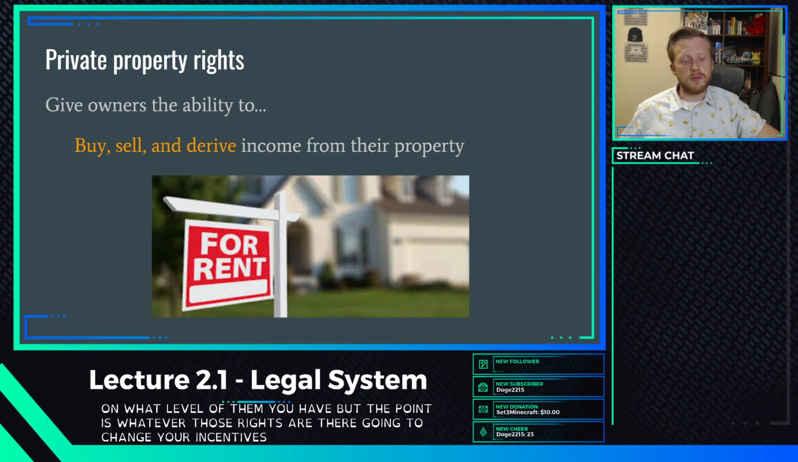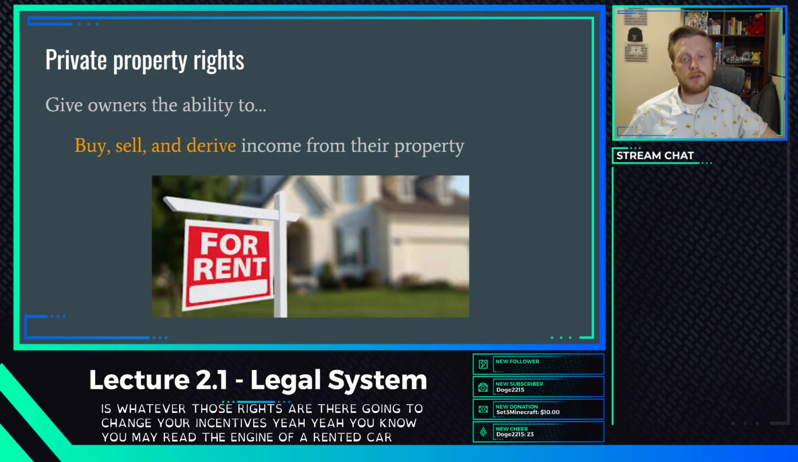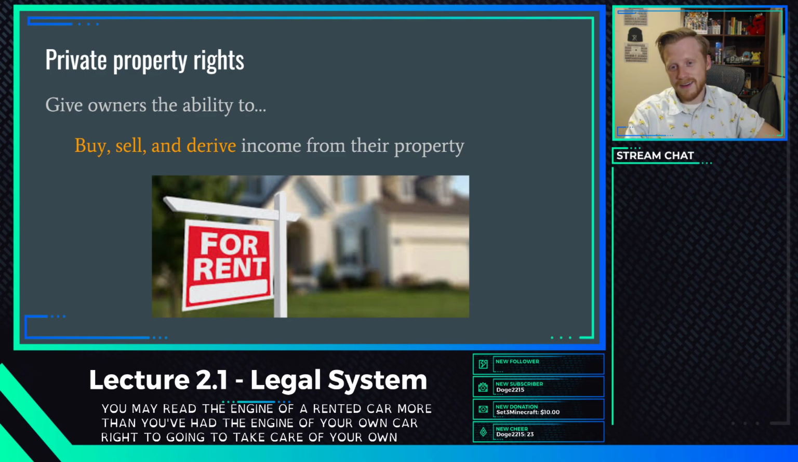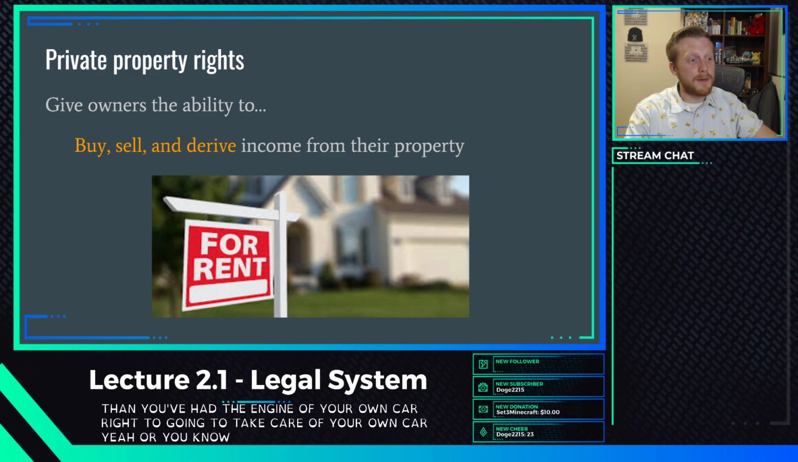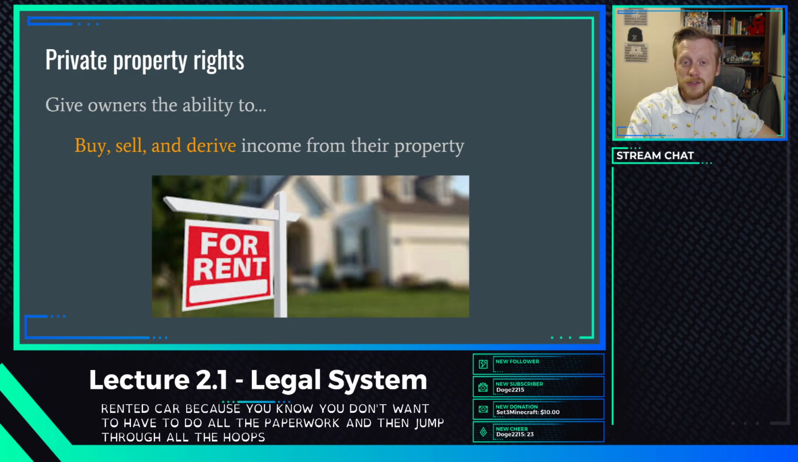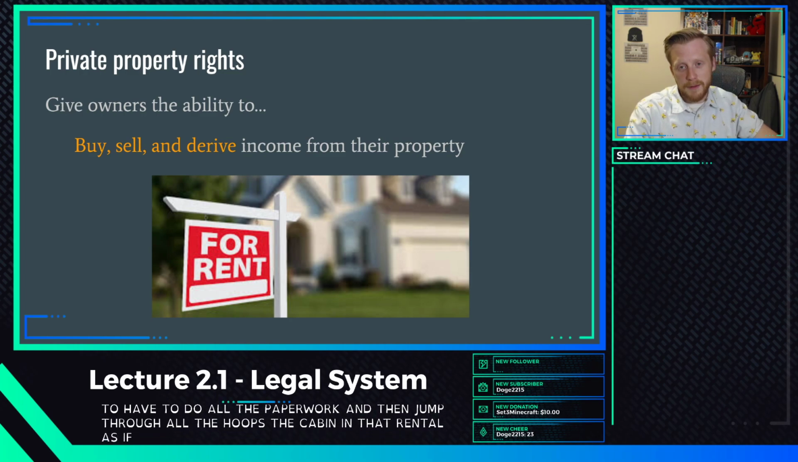Yeah, you may rev the engine of a rented car more than you rev the engine of your own car, right? Because you want to take care of your own car. Or, you may drive safer in a rented car because you don't want to have to do all the paperwork and jump through all the hoops should something happen in that rental as opposed to it happening in your own.